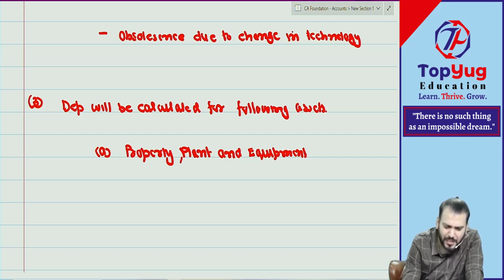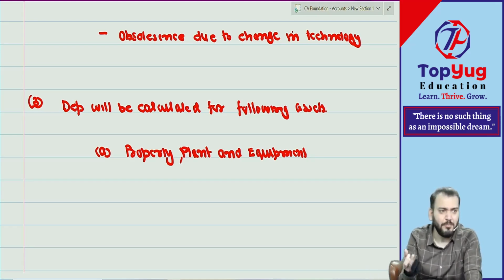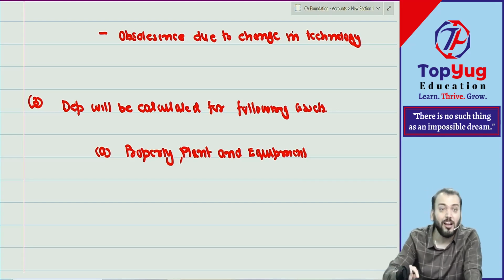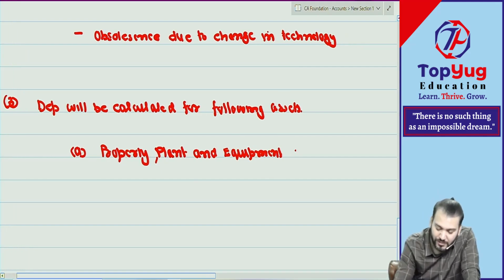Property, plant and equipment means, in simple words, tangible assets. But all tangible assets are not property, plant and equipment. For example, inventory is also a tangible asset. This furniture is also a tangible asset, so this is property, plant and equipment. But all tangible assets are not depreciable assets, because inventories are not depreciable assets. So this is tangible assets.